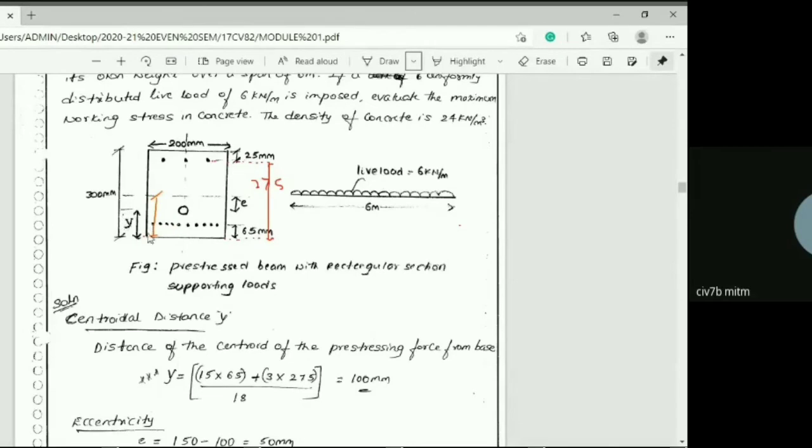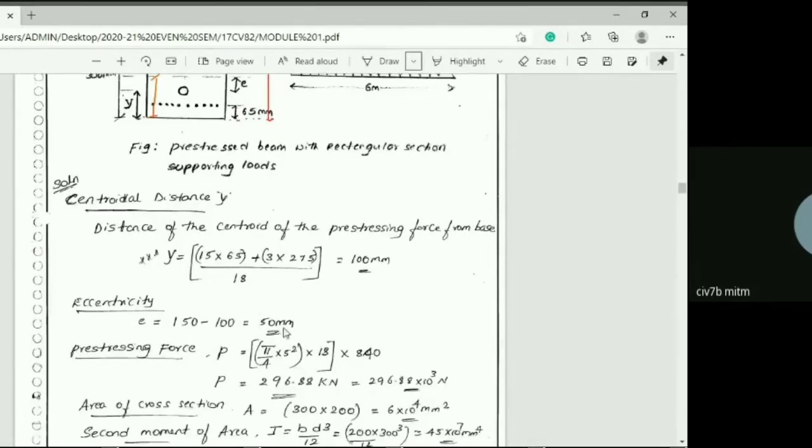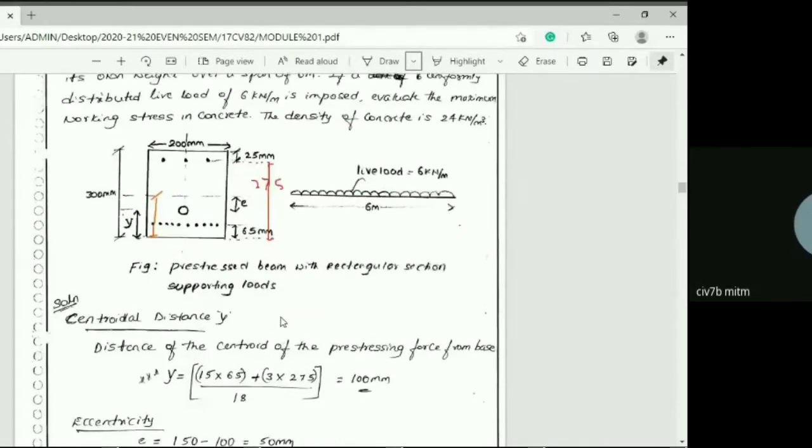If this is 150, and the calculated distance is 100, then 150 minus 100, your eccentricity distance is how much? 50 millimeter. So like this, we need to calculate when the eccentricity is not given. Please note this point. In this problem, I have not given the eccentricity. Instead, I have given the number of wires.